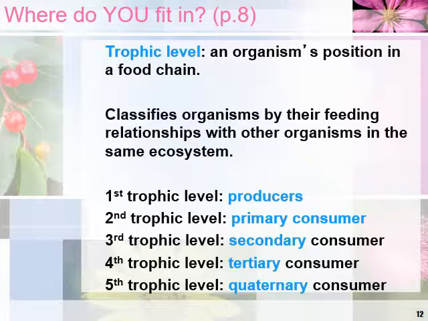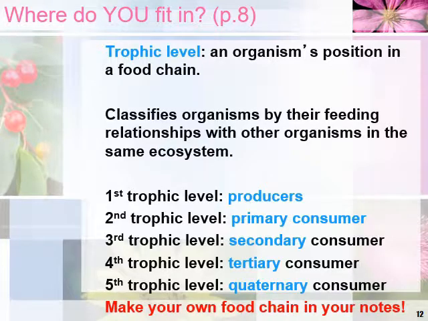We could have a pentanary consumer, but typically that is quite difficult to maintain, unless we're dealing with an aquatic environment. So you might want to take this time to think about what is your own food chain, and you should have done this in your notes. You should have mapped out whatever you are eating from time to time. What would be your trophic level based on your own food chain?